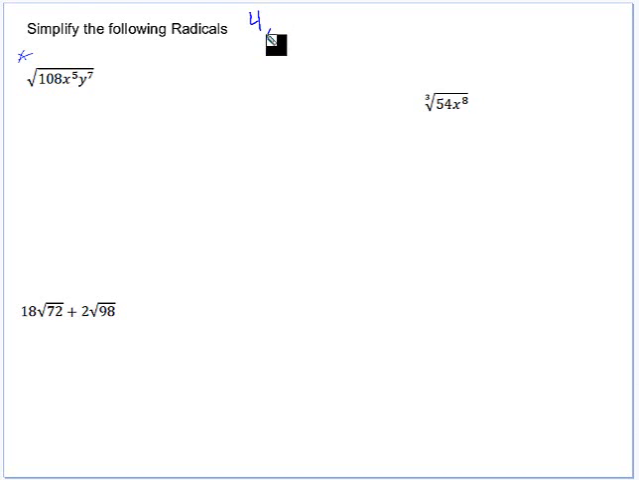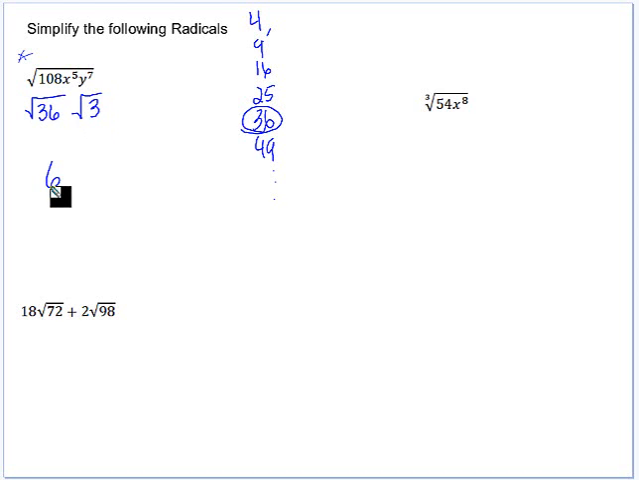So 4, 9, 16, 25, 36, 49, etc. And we want to find the largest perfect square that divides evenly into 108. In this case, it happens to be 36. So we're going to split 108 up into the square root of 36 times the square root of 3. The square root of 36 we know is 6.